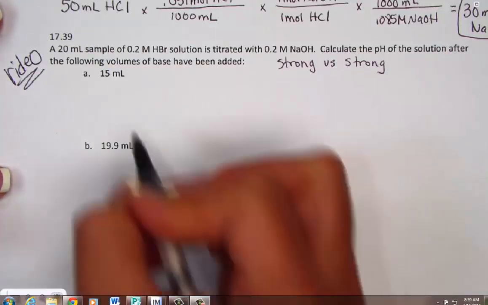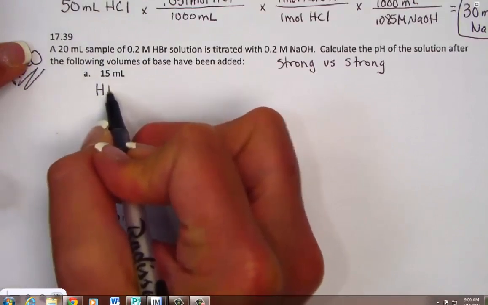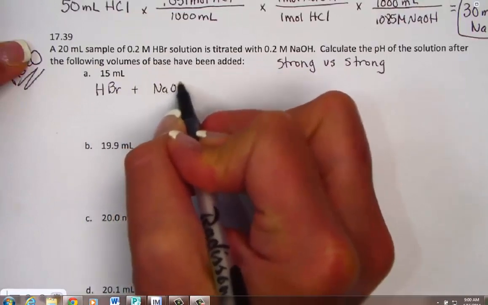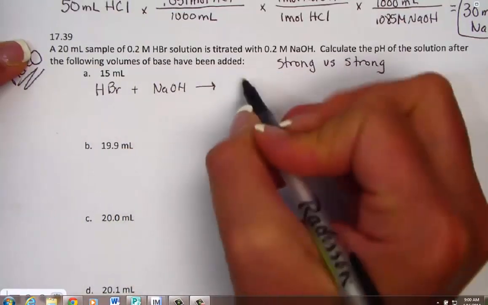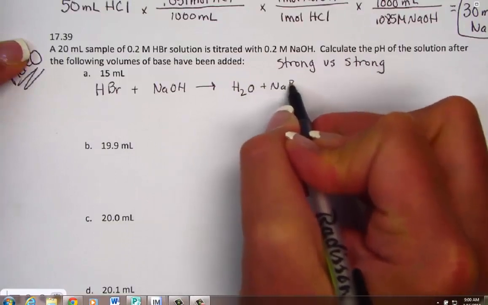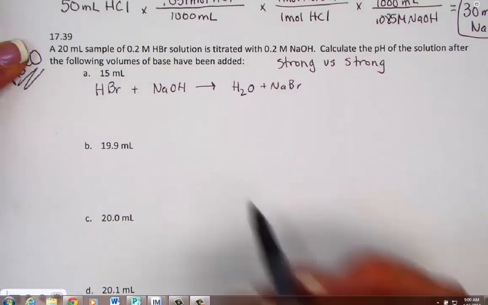Let's take a look at our first one. I'm going to draw out the equation and just tally what we have. We have HBr being titrated against sodium hydroxide. Strong versus strong, of course, there is no hydrolysis. At exactly the equivalence point, the pH would be exactly 7. So let's see where we are after 15 mL of the base has been added.